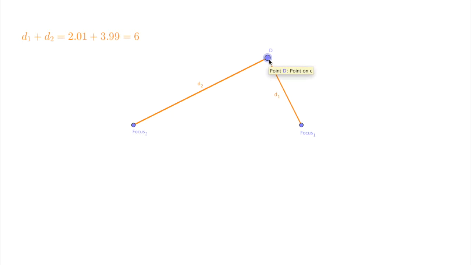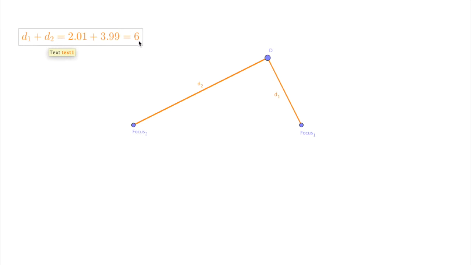And one of the main properties of an ellipse is that these two distances have to add up to a constant. So in other words, here I have it set up that the two distances, 2.01 and 3.99, are always going to add up to 6.